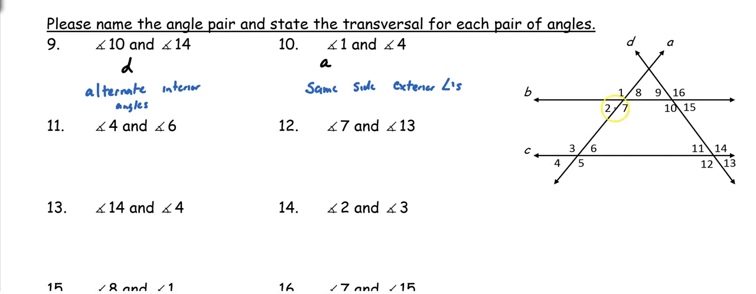Number 11, angle 4 and angle 6. We have to be careful with this one. Angle 4 and angle 6 are in the same group of 4. So the only thing they could be are vertical or linear pair. So they do not have a transversal. And when I look at them, they're on a diagonal from each other, which means they have to be vertical angles.